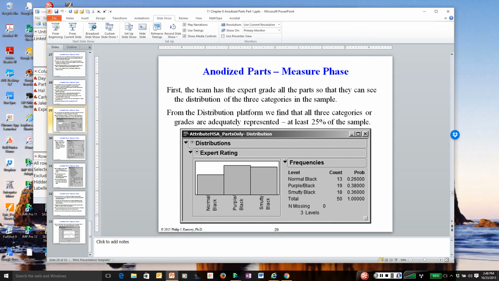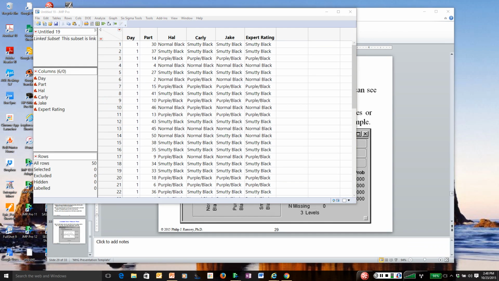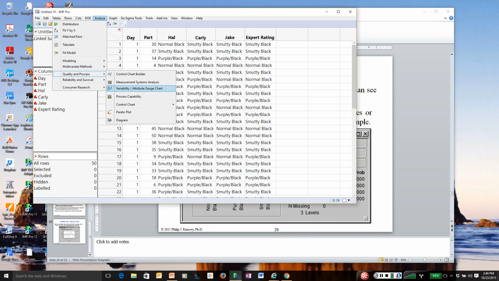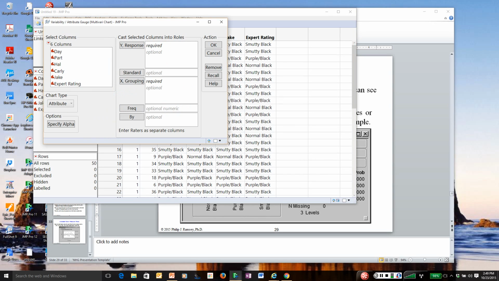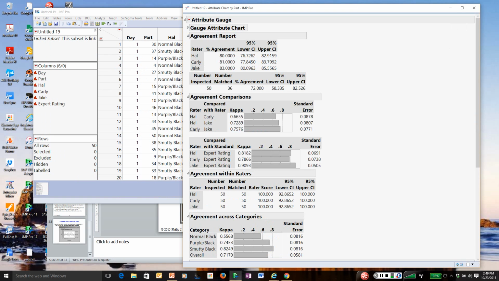So I'm going to go over to JMP, and we see the data, and again the expert is considered correct. So we go to Analyze, Quality and Process, Variability Chart, and day is not a variable I'm actually using in this case. So we have the three inspectors, Hal, Carly, and Jake. And the expert is the standard, and the grouping is by the individual part.